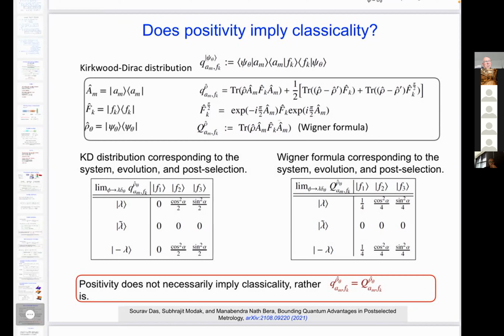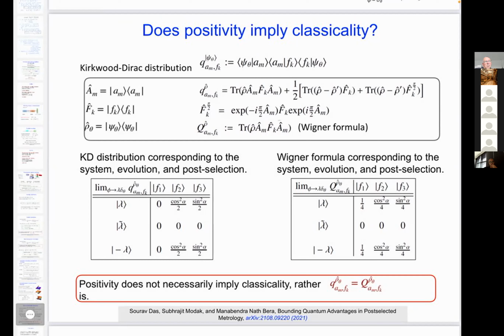But the difference is what? This KD distribution's entries are not equal to the Wigner formula's entries, right? If they were equal, as I have shown you and we have proved in our paper, your metrological efficiency would be 0. But here the case is surprisingly different. The quasi-probability distribution and the Wigner formula are not matching. In spite of that, you are having the notion of non-classicality.